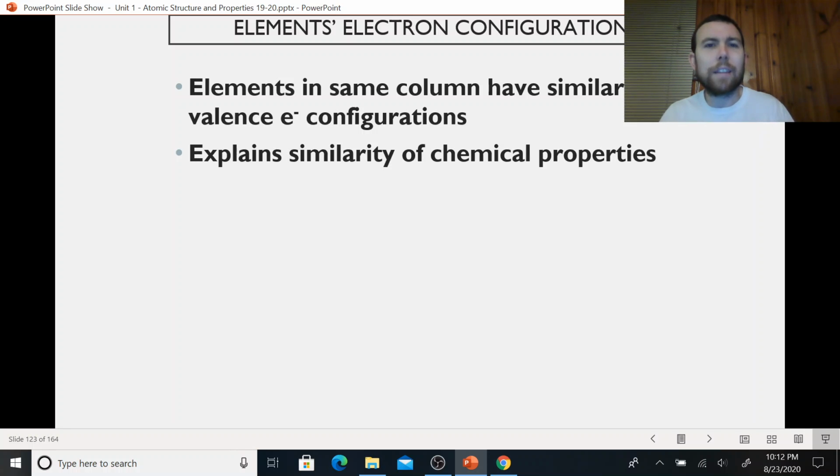The fact that the electron configurations, specifically at the valence level, are similar is actually going to explain why the chemical properties of elements that are in the same column are similar. That's why we call them families, right? Because they have the same number of valence electrons.